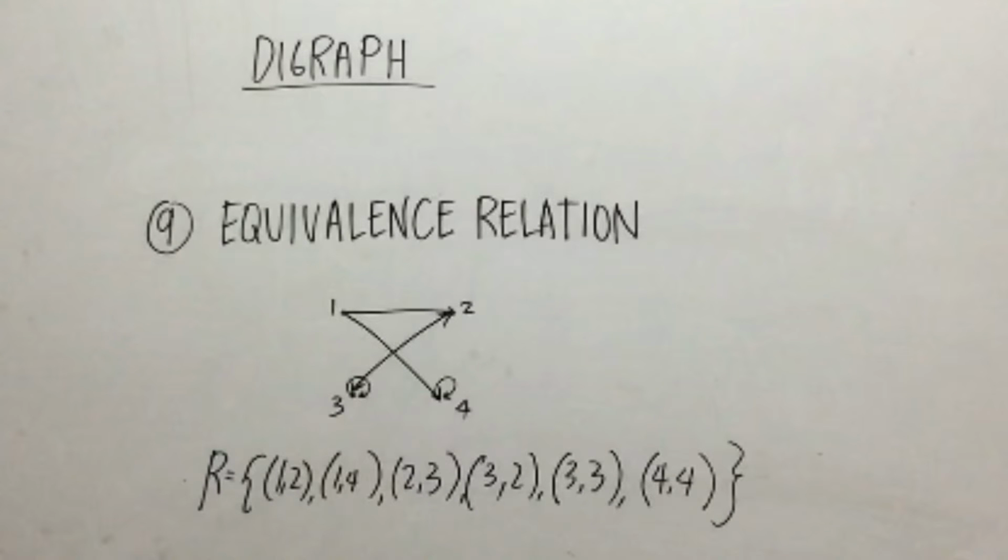Example 9 shows the pair 1 and 2, so an arrow from 1 to 2 is formed. Next pair is 1 and 4, so an arrow from 1 to 4 is formed. Next pair is 2 and 3, so an arrow from 2 to 3 is formed. Next pair is 3 and 2, so an arrow from 3 to 2 is formed. The next pair is 3 and 3, so an arrow is circling 3. Lastly, the pair 4 and 4, so an arrow is circling 4.